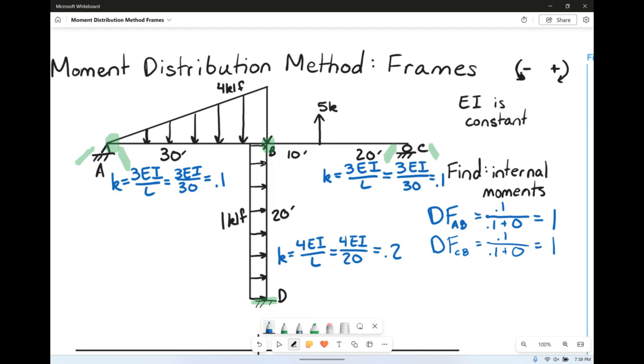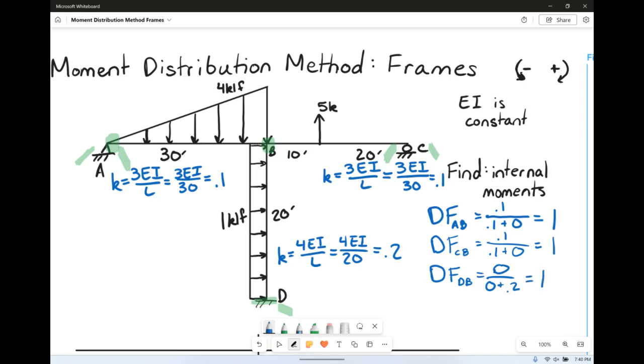D is a fixed end, so how D is going to work is effectively going to be similar. The distribution factor for D on beam DB is actually going to be 0 over 0 plus 0.2. For D, we're looking at this side of things. D is not going to be giving away any moments.